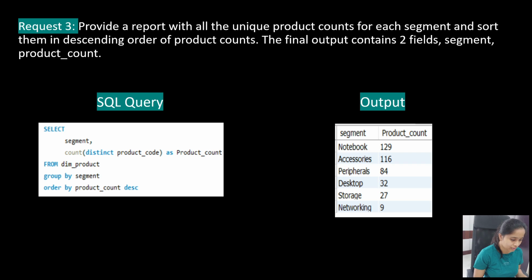So this is the third ad hoc request: provide a report with all unique product counts for each segment and sort them in descending order of product count. For that, I ran a SQL query. Again, I used DISTINCT to avoid duplicate product codes, and this is the output. We get the output with segment-wise product count. Let's move to the insights part.